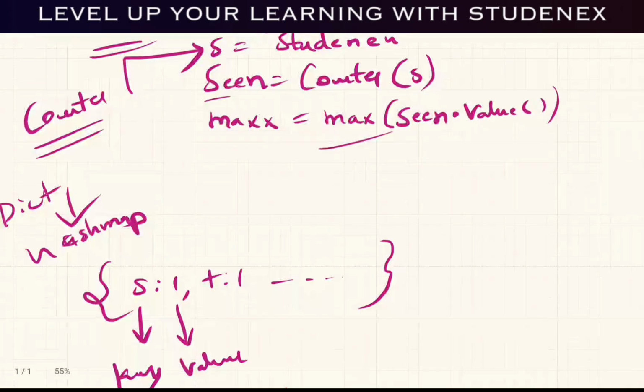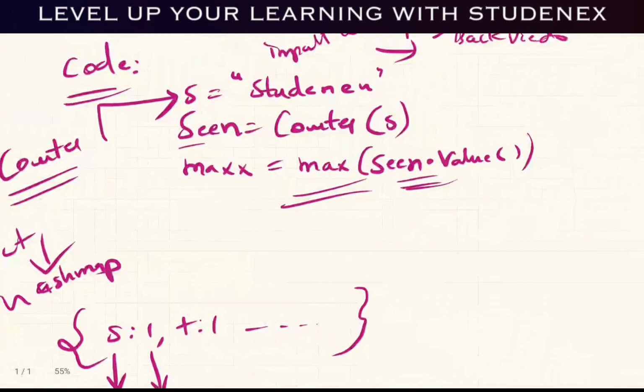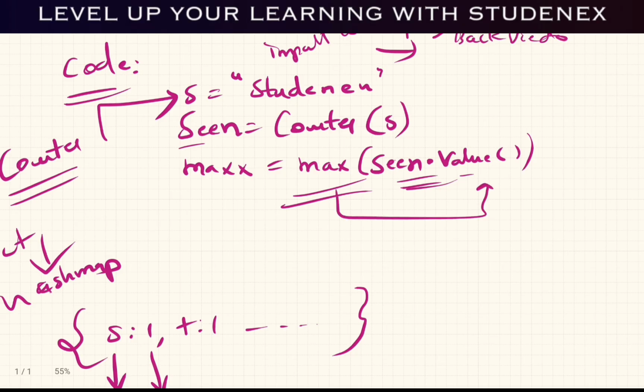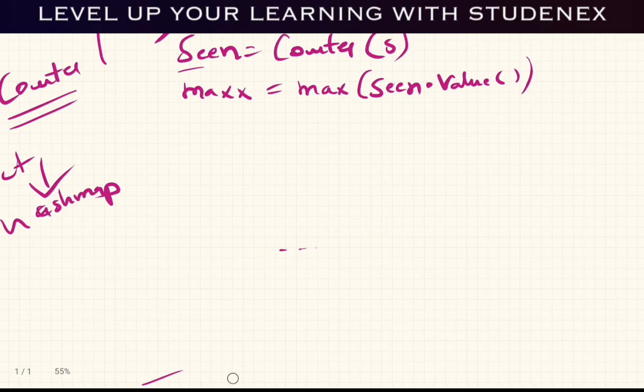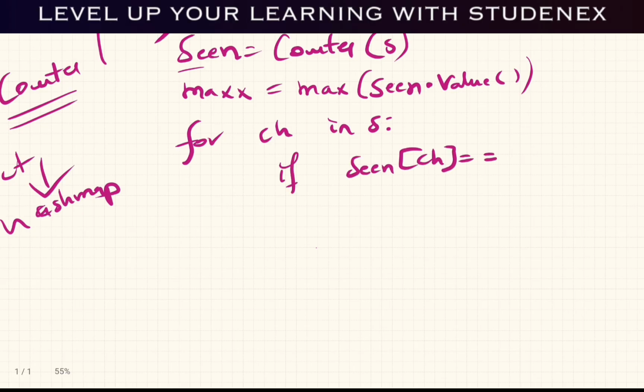This will basically find the max of the values here, right? So it will find in scene the max value. So I'll be getting the max value, obviously. I'll check, and I'll return that particular max value's character. So I'll just loop for character in S, if scene of character equals max.